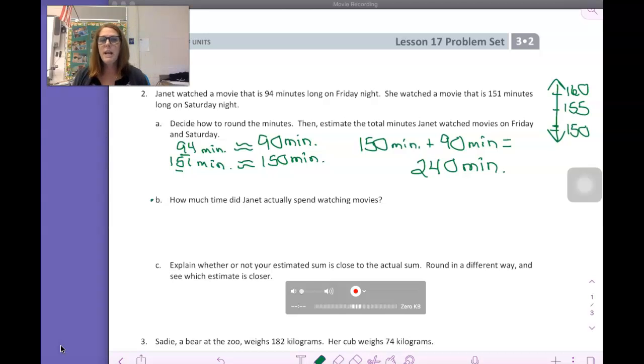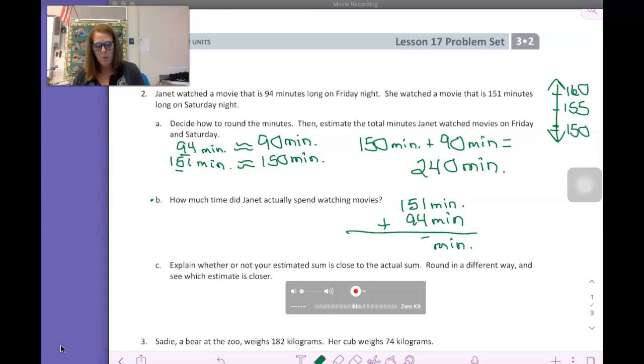Part B says, how much time did Janet actually spend watching movies? Well, that means we're finding the exact answer. So we're going to add 151 minutes plus 94 minutes. I'm going to bring down my unit right away so I don't forget. I'm going to do the standard algorithm. You can do a different way if you want to. I'm going to start in my ones and do 1 plus 4 equals 5. 5 plus 9 equals 14. Notice I regrouped my 1 over here. And 100 plus 100 equals 200. So she watched movies for 245 minutes.